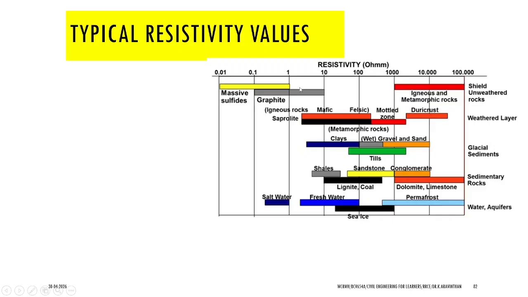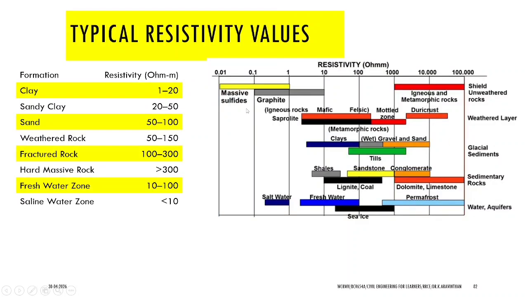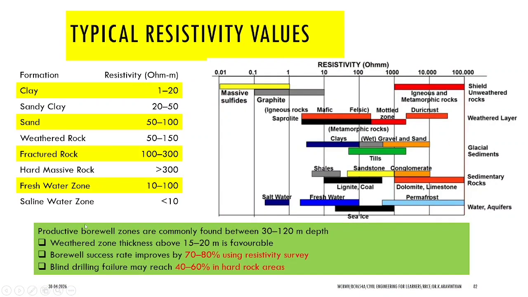If you have a resistivity of more than 3 to 100, you can understand that there is water availability, there is an aquifer there, and there is sea ice and permafrost, etc. Like that, according to different resistivity, you can understand different types of soil and different types of mineral. These are weathered layers, etc. So here all the resistance values are given, and you can understand that the productive borewell zones are commonly found at 30 to 120 meter depth.